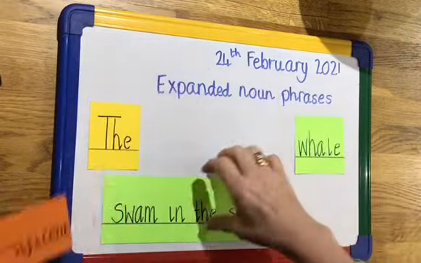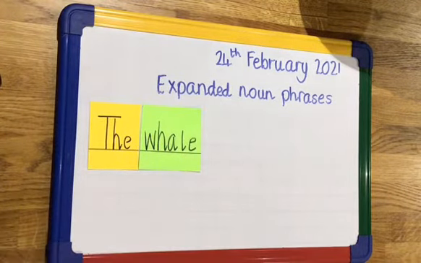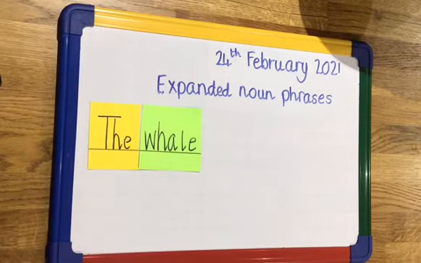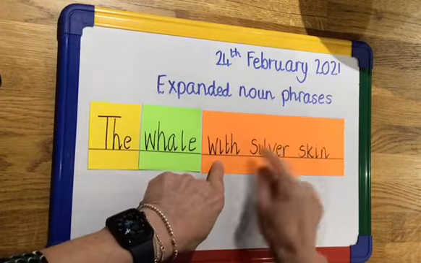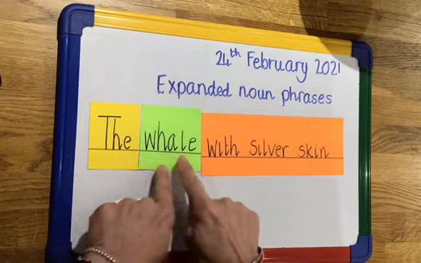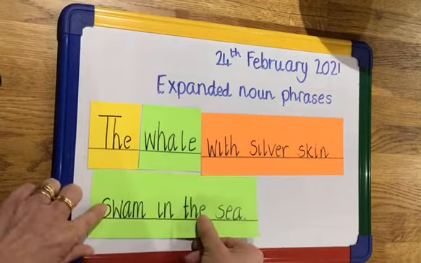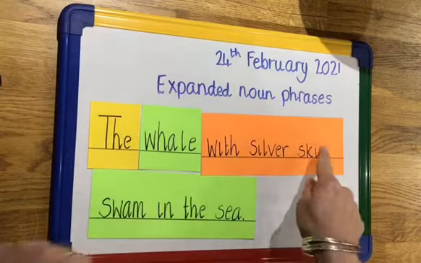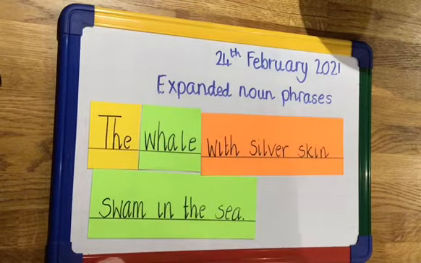So I'm going to take these away for the moment, and I'm going to go back to my noun phrase. I could expand my noun phrase by adding information after the noun using a prepositional phrase. And this is my prepositional phrase. With silver skin. So the whale with silver skin swam in the sea. My noun phrase has been expanded by the addition of this prepositional phrase here that tells me more about the whale.